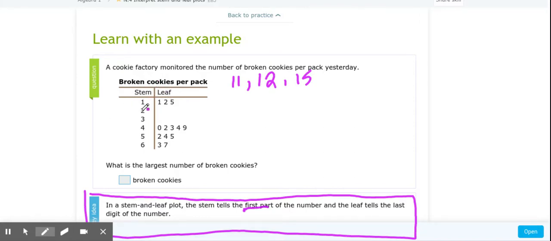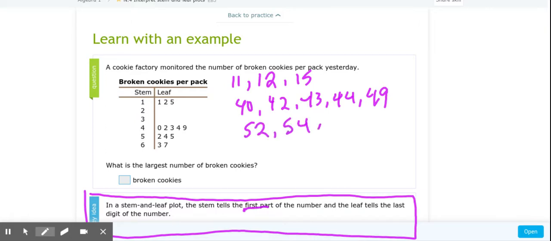Then there's nothing in the 20s. There's nothing in the 30s. In the 40s, we've got 40, 42, 43, 44, and 49. Again, this is just if you were to list out all the numbers. And then in the 50s, we have 52, 54, and 55. And then in the 60s, we have 63 and 67.